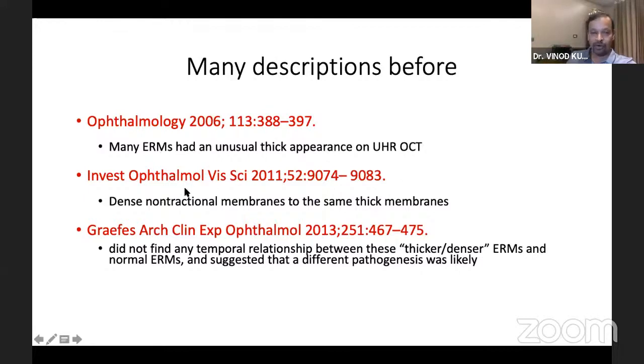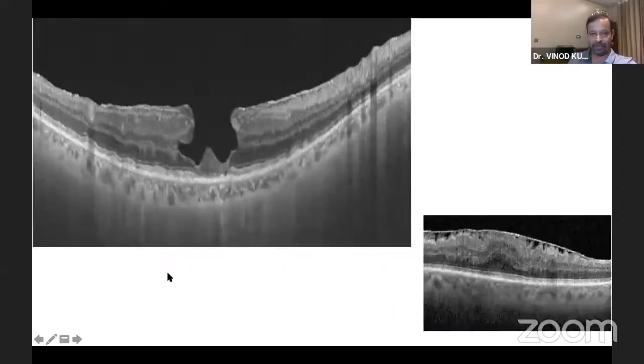Later on, Michael Kowalska et al. noted that these dense non-contractile membranes were present in their series as well, and they were similar to the thick membranes noted by the previous authors. Later on, another set of authors reported that these thicker, denser ERMs do not have any temporal relationship with the normal ERMs, and they suggested that these two types of ERMs, that is LHEP, as it is now called, and the normal ERMs, tend to have a different pathogenesis.